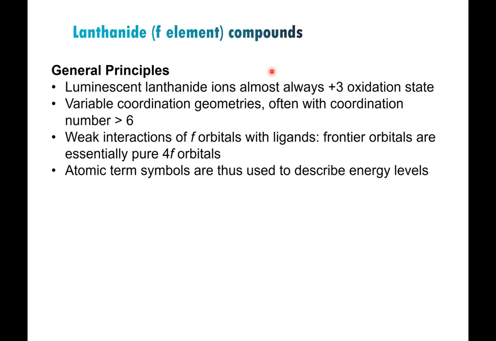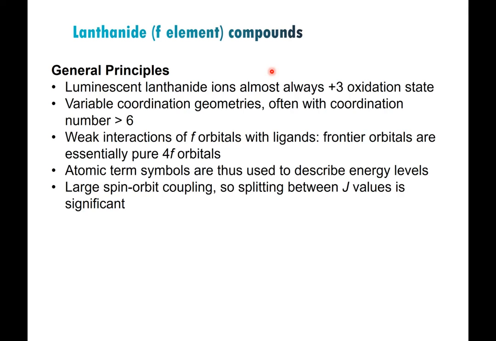And so because these frontier orbitals have very little mixing with the ligands, people still use atomic term symbols to describe them. So they don't use molecular term symbols or any other descriptor. It's just going to be the pure atomic term symbol of what you would have for the free metal ion as well. Lanthanide compounds are even heavier than most transition metals anyway. So they have large spin orbit coupling values, and so the splitting between J values is significant. So many of the transitions that you'll see involve the same electronic term but different J values, and those are spread by quite a bit in these types of compounds, so they're easily resolved.